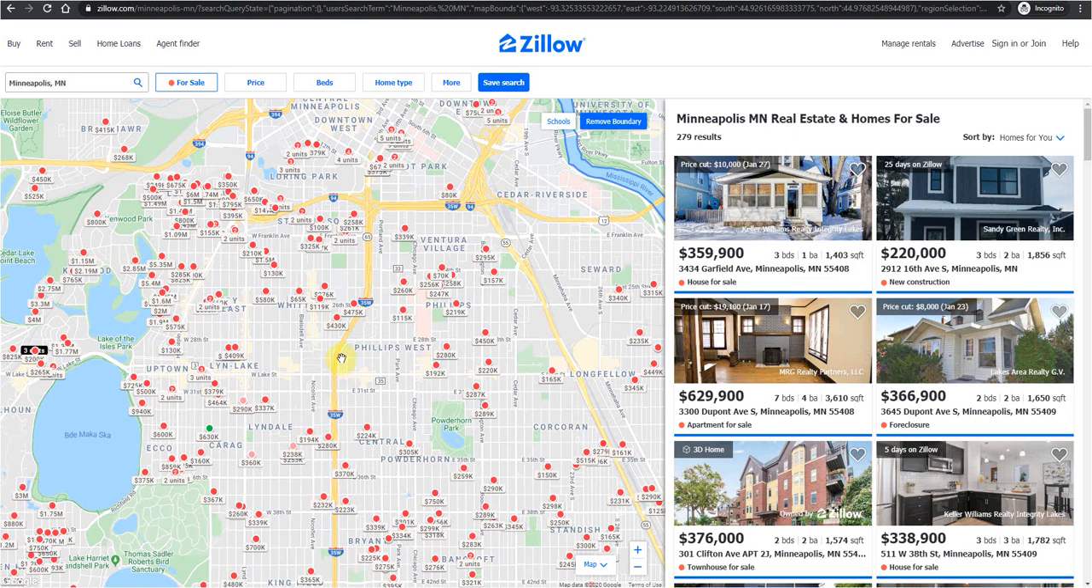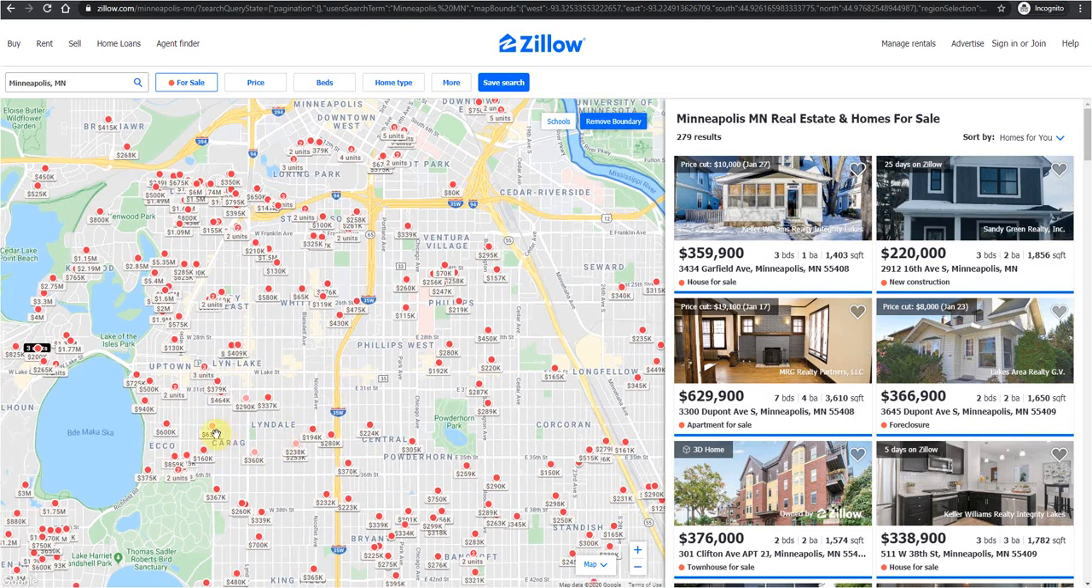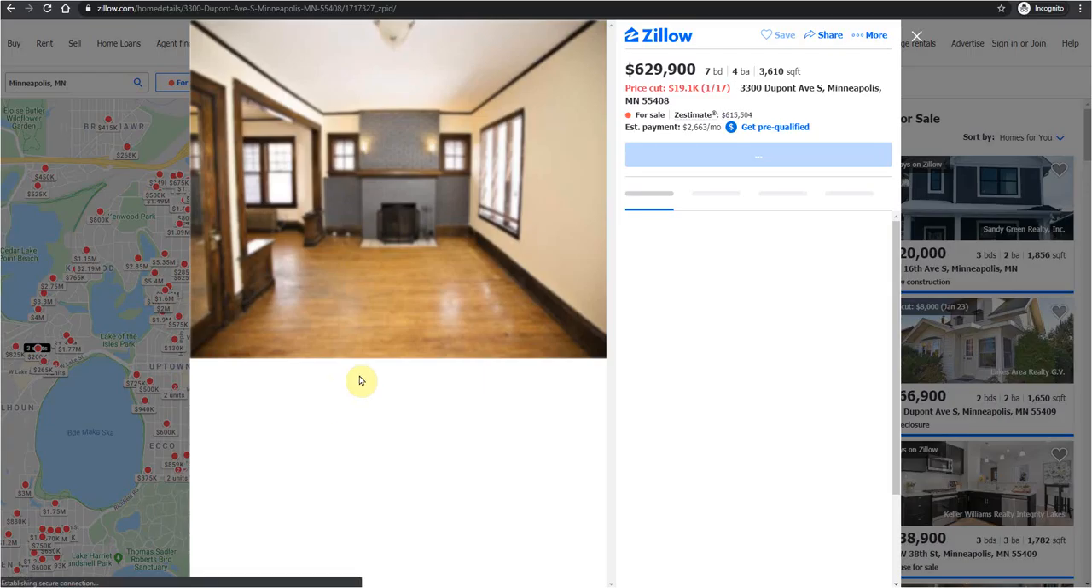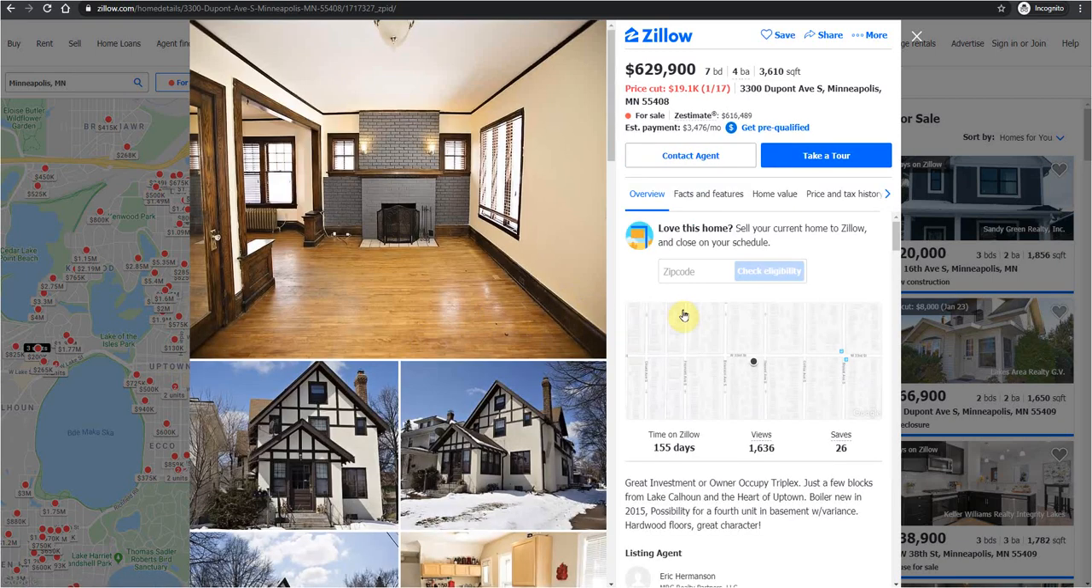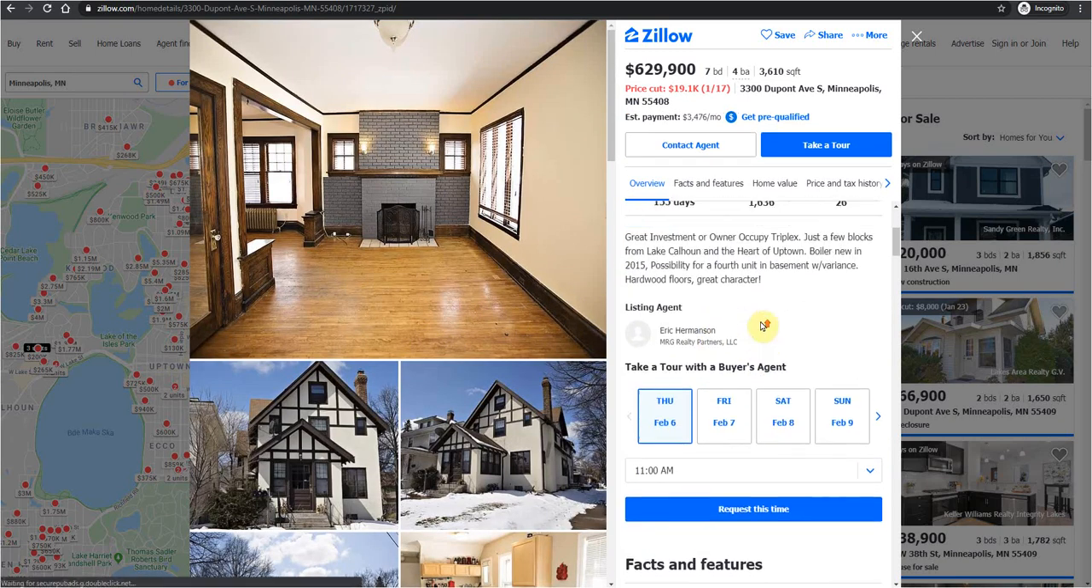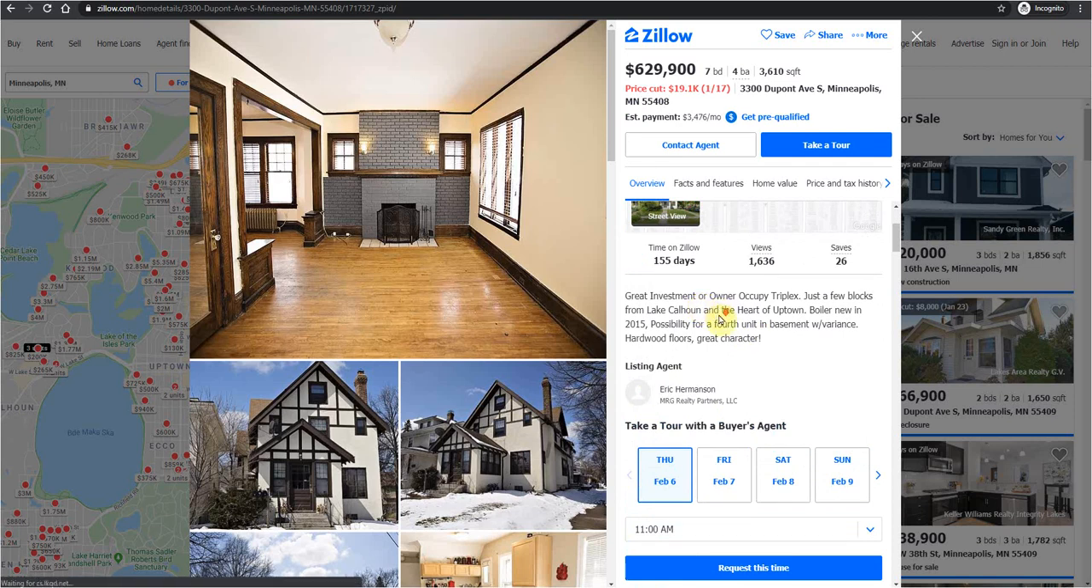So here in my local area, there's plenty of properties for sale. I like looking in the Twin Cities where we have a very high rent density. Minneapolis is generally a good market for rental properties. There's a number of different schools in the Twin Cities area, as well as obviously lakes and a vibrant downtown scene. This property here is somewhat interesting. It's a 7-bedroom, 4-bath triplex priced at $630,000.